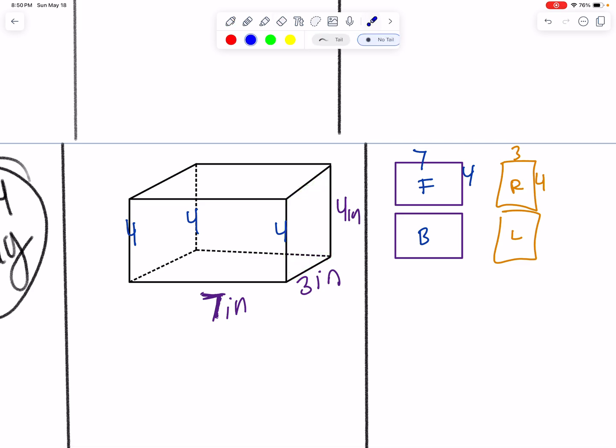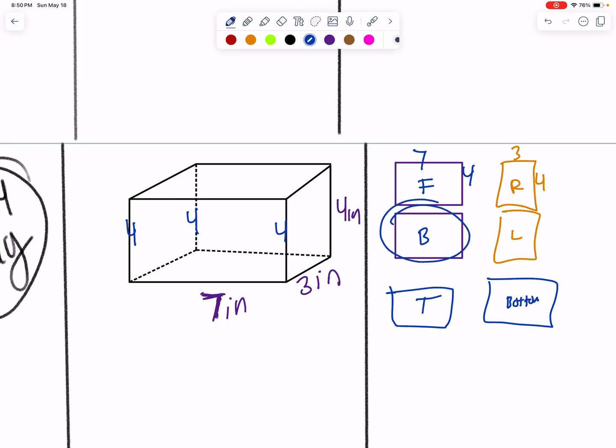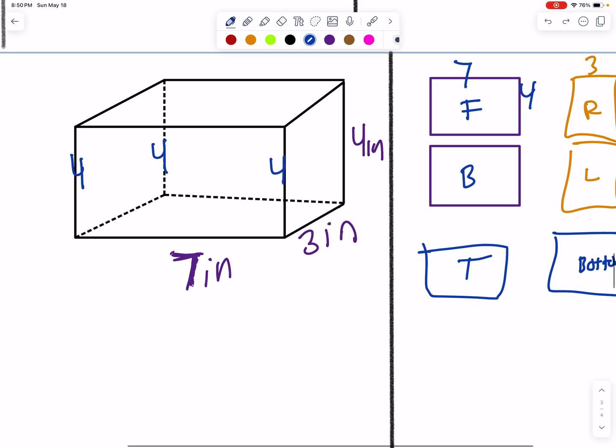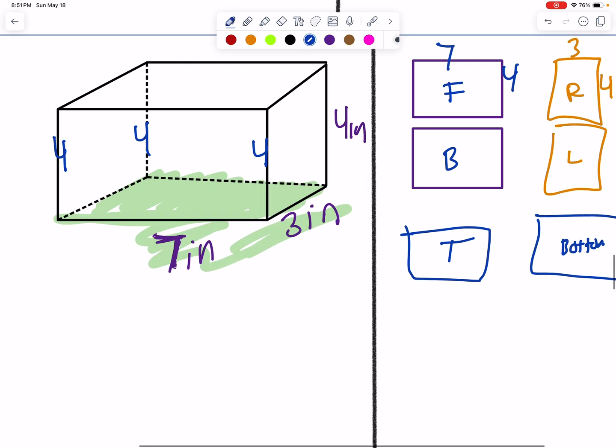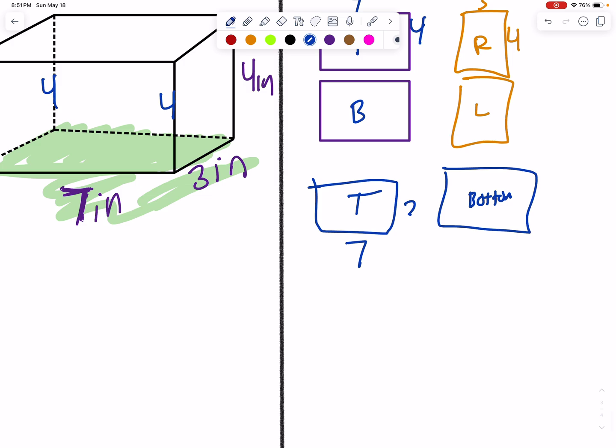All I need is my top and my bottom. Okay. Pull apart method. I'm going to do top and bottom. I'm just going to put bottom. I don't want to just put B because this was back. So my top and bottom, usually they give you the base on the bottom. So it's a 7 by 3. So this guy's going to be a 7 by 3.